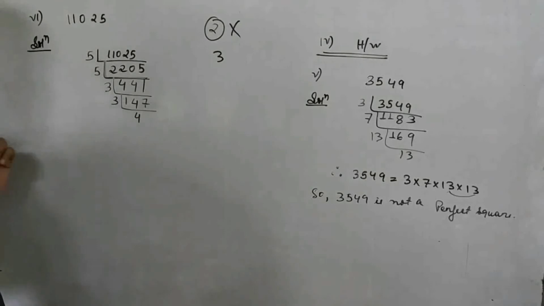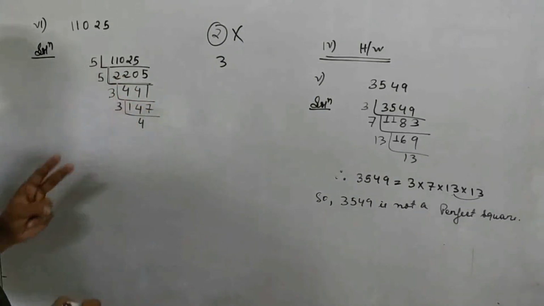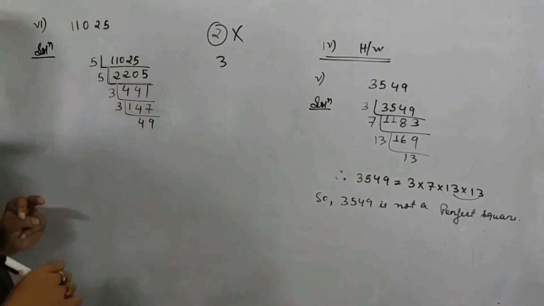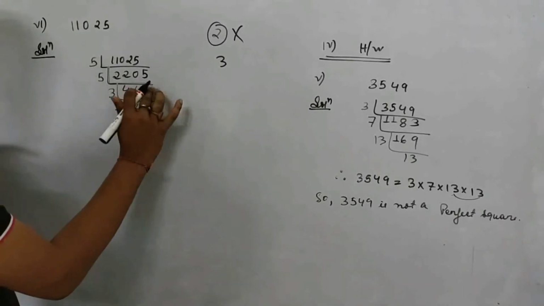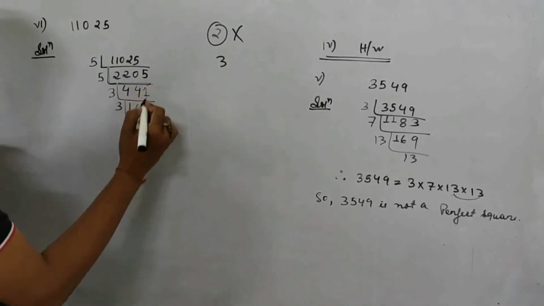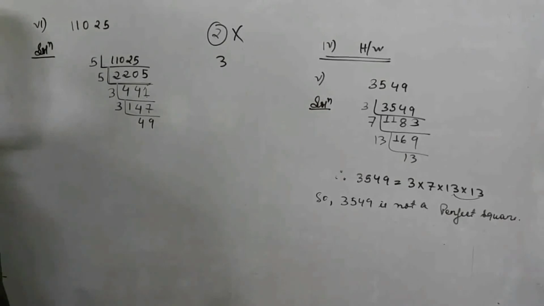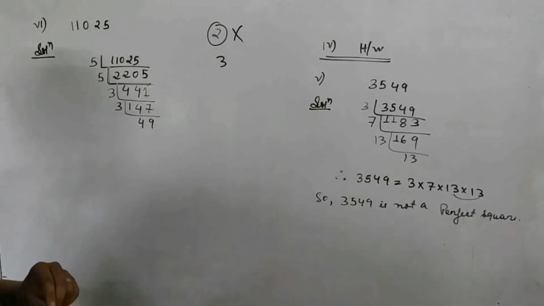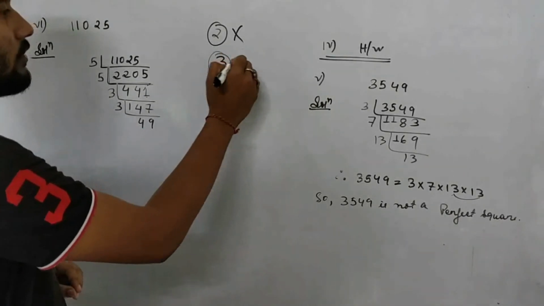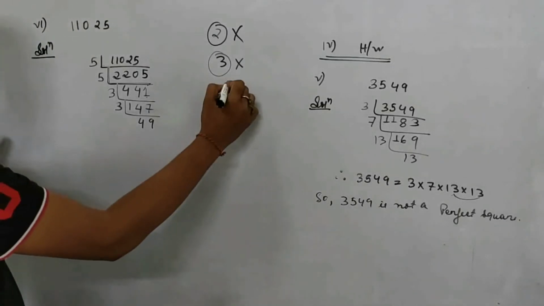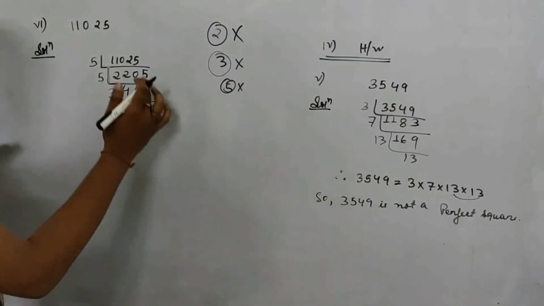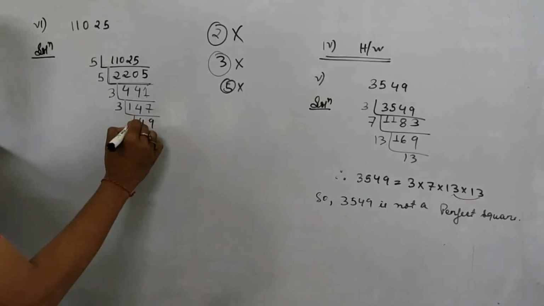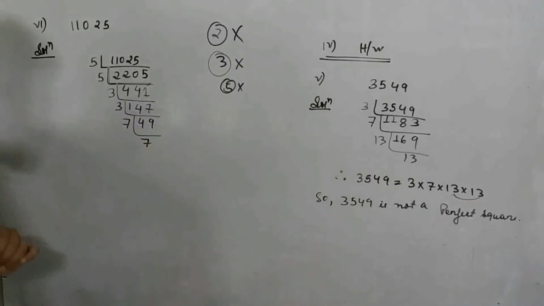3 4s are 12, 13, 14, 2 and 7, 27, 3 9s are 27. 3 9s are what? 27. Now 49 is not divisible by 3. That means 3 is gone. 5 also gone. No more 5, isn't it? There is no 0 or 5, so 5 also gone. Next is what? 7. It is very simple. 7 7s are 49.